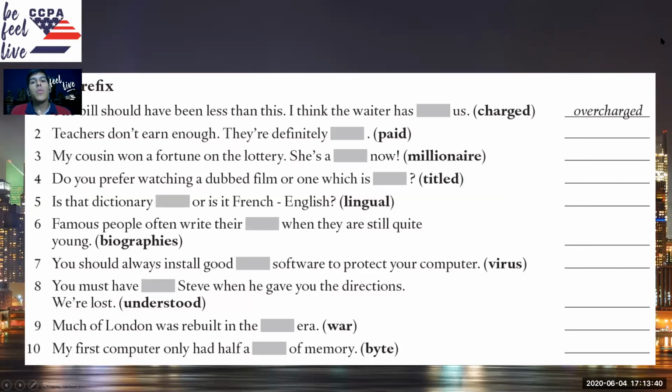Now let's do number 2 with Teacher William. Teacher William, can you give us an example, number 2 as well? Yeah, sure. So teachers don't earn enough. They're definitely underpaid. Under would be the prefix. Yeah, thank you, Teacher William. So underpaid, they are paid below what they deserve. That's what it says, right? Number 3, who would like to do number 3? Who would like to read the sentence and complete with the right prefix? Any brave volunteer?